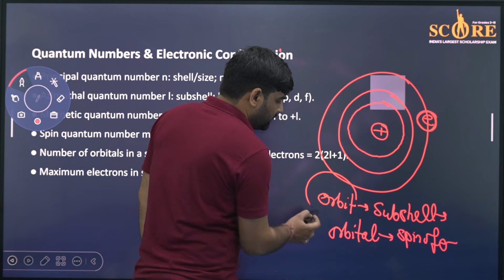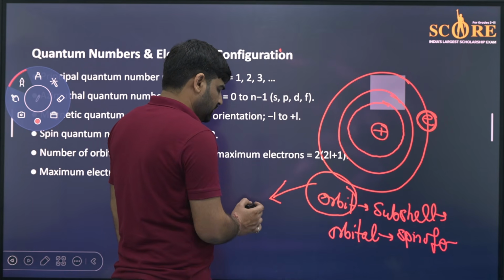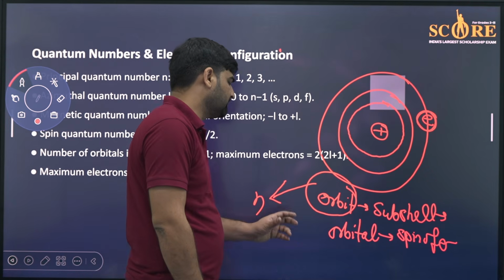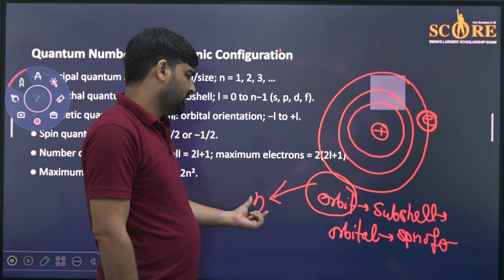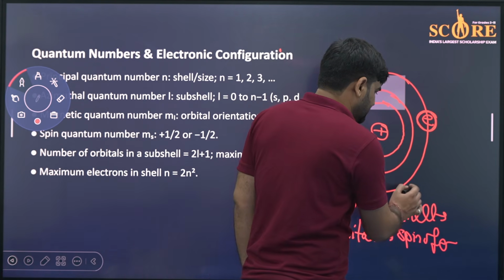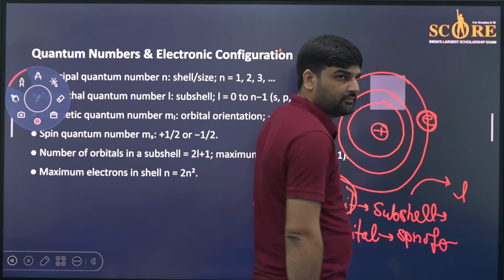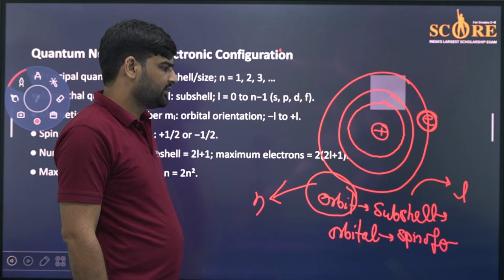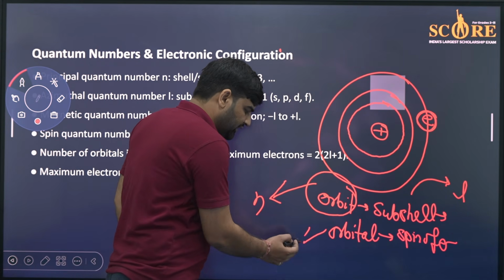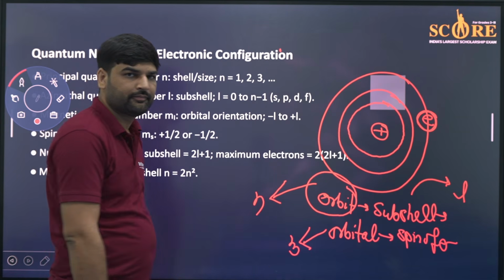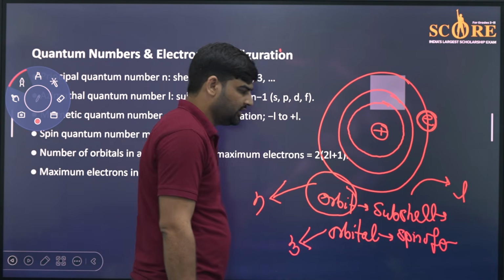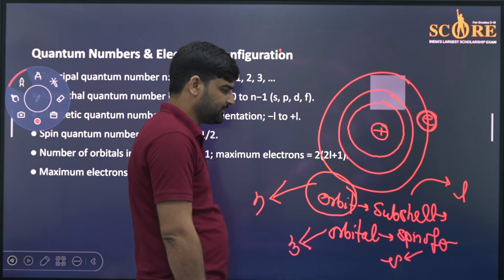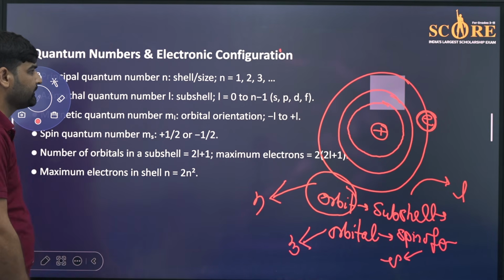If you want to find the orbit, then you have to know a number that is known as the principal quantum number. The principal quantum number tells about the orbit number. Next is another quantum number, that is the azimuthal quantum number, which tells about the subshell. The next quantum number is the magnetic quantum number, which tells about the orbital, and finally the spin quantum number, which tells about the spin of the electron.